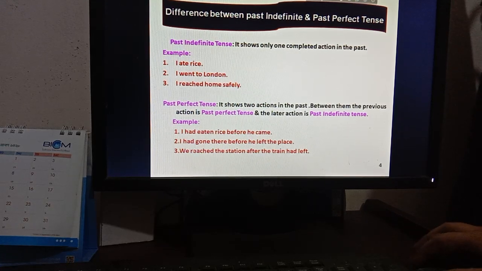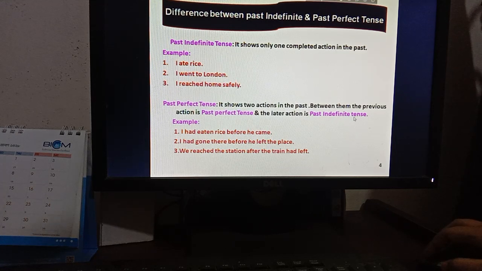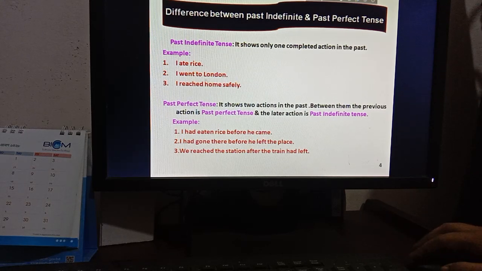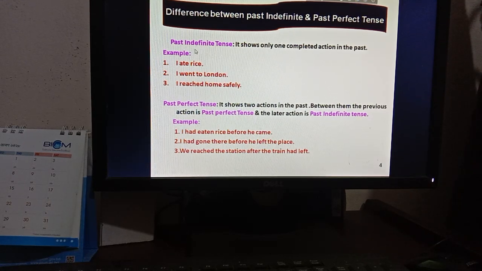Okay, now past perfect tense. It shows two actions in the past. Between them, the previous action is past perfect tense and the later action is past indefinite tense. So what is the difference? The difference is that past indefinite tense shows one action and past perfect tense shows two actions. Okay, so in past perfect tense there would be two actions. Before action is past perfect tense and the later action is past indefinite tense.